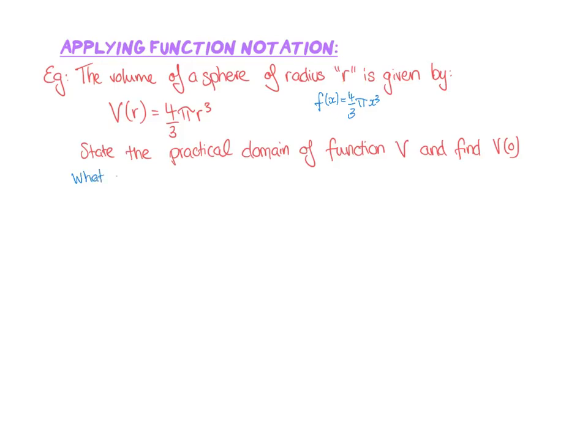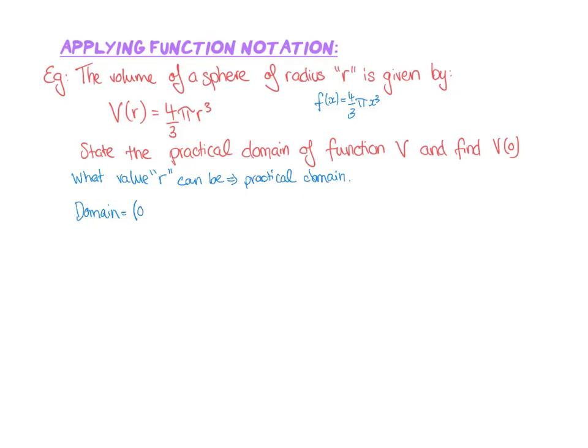When they ask for the practical domain of the function v, they're pretty much saying what values r could be. What values r can be is pretty much the practical domain. So if we're going to have the radius of a circle, obviously we're never going to have a negative, and it can't be 0 either, because a 0 wouldn't then, the volume or the circle wouldn't exist. So the domain's going to be greater than 0.